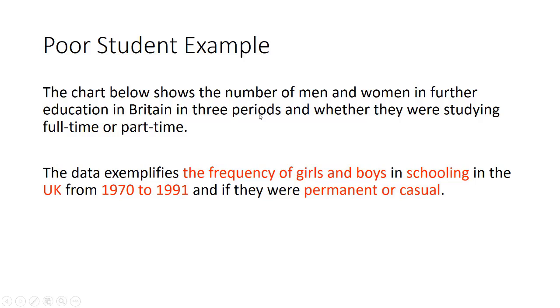And then they've changed 3 periods to 1970 to 1991. Again, that's incorrect. It's not showing data from 1970 to 1991. If you look at the graph, that's not what it's showing. Then they've changed full-time to permanent, incorrect, and part-time to casual, again, incorrect. So what this person has done is they've been told you cannot change any words, and they have forced themselves to guess, and they've got lots of things wrong.